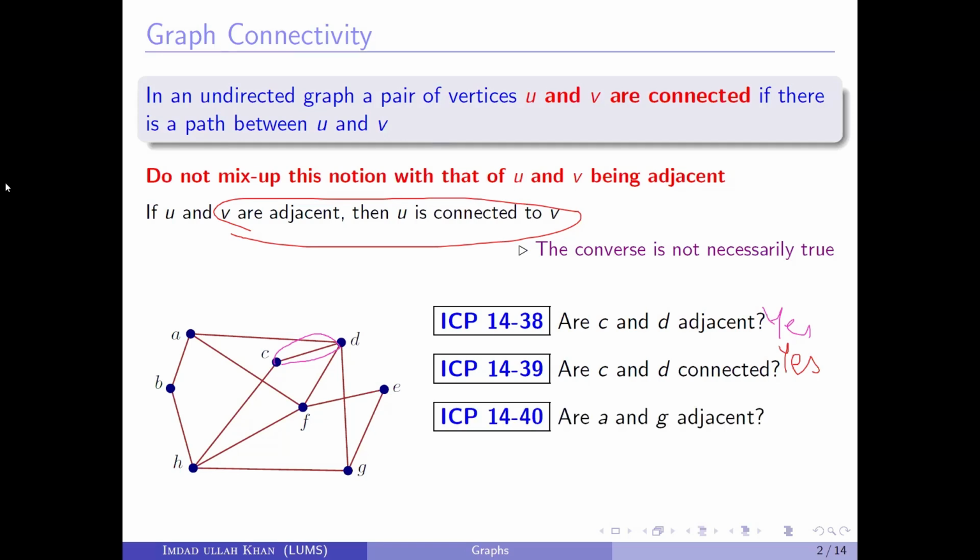Are A and G adjacent? If you look at A and G, there's no direct edge between A and G. So they're not adjacent. The answer is no.